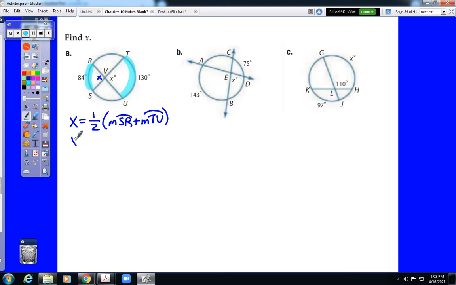So x is 1/2 of 84 plus 130. That would be 1/2 of what? 214? So x would be 107 degrees.